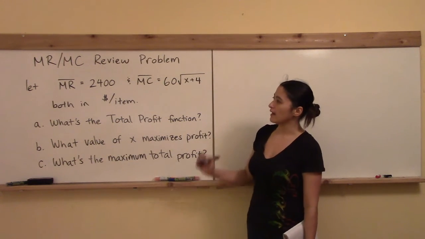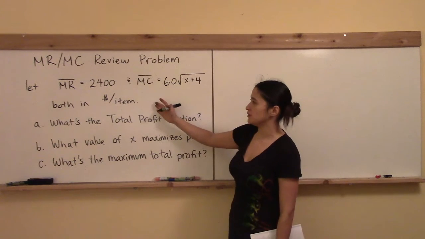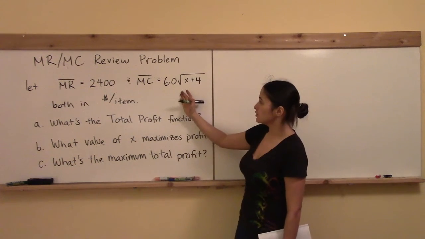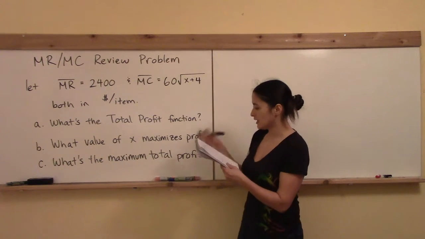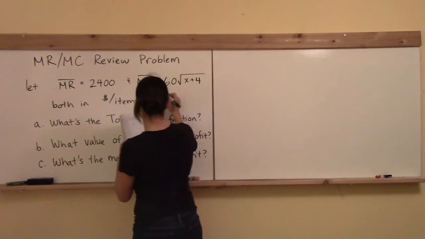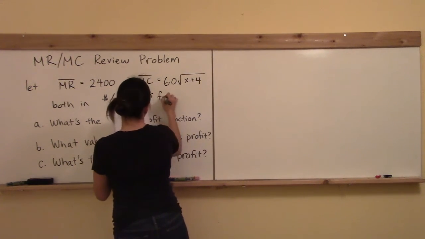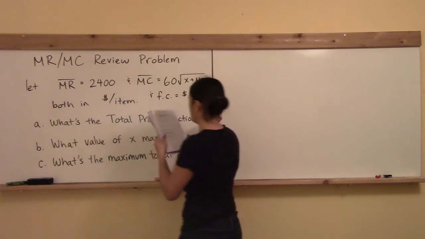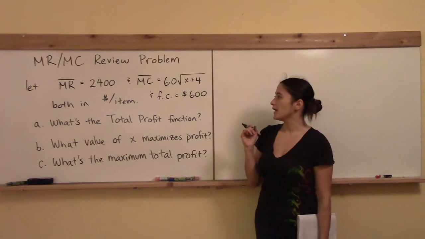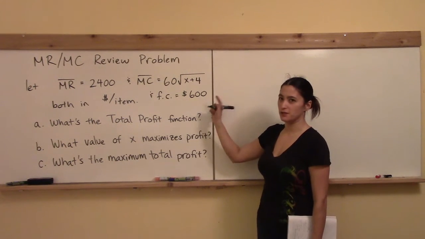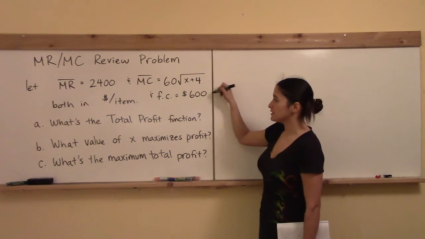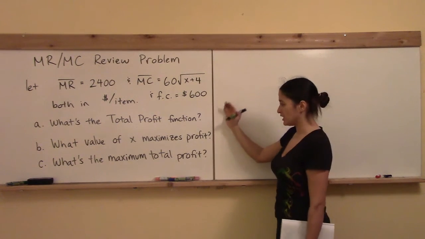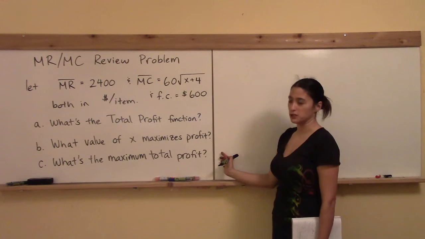So let's say that our marginal quantities are both given in dollars per item, and the marginal revenue is $2,400, and the marginal cost is 60 times the square root of x plus 4, and the fixed cost is also equal to $600. Forgot about that part. Okay, so this is all the information we're given, the two marginal quantities plus the fixed cost amount, and I claim that with this much information I can answer all of these following questions.